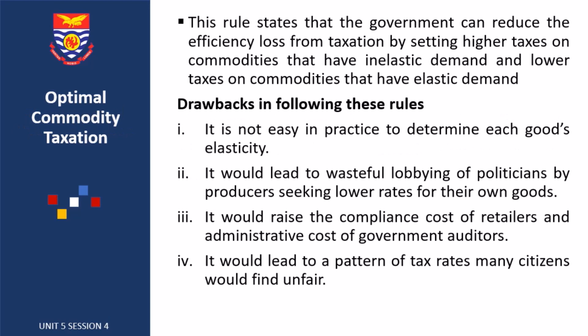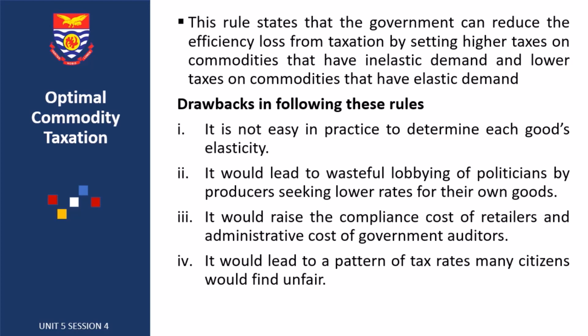So since there is inefficiency, or there is a loss whenever tax is being imposed, what should the government do, right? That leads us to the concept of optimum commodity taxation, right? So this rule states that the government can reduce efficiency loss from taxation by setting higher taxes on commodities that have inelastic demand and lower taxes on commodities that have elastic demand.